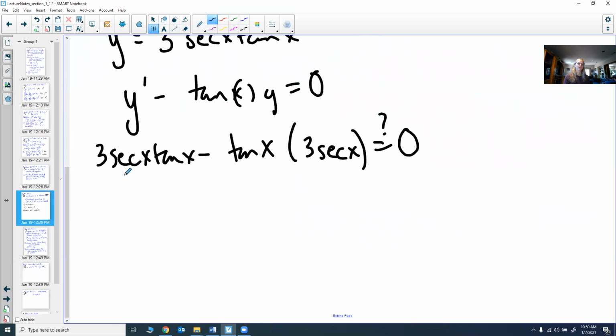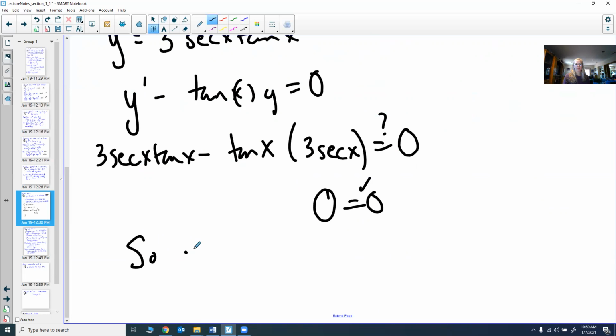Well, you can see you do, because you have 3 secant x tangent x minus 3 secant x tangent x, so we do get 0 equals 0. And you're going to have to start realizing that you need to be communicating to other people. You're not just doing this for me. You're not doing this for yourself. You're communicating to people, so you need to let people know what you found.